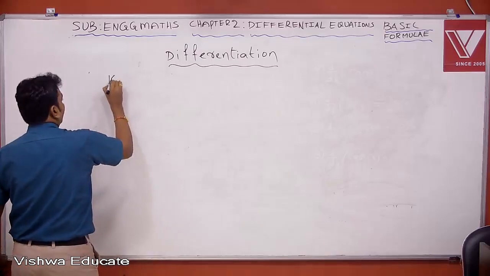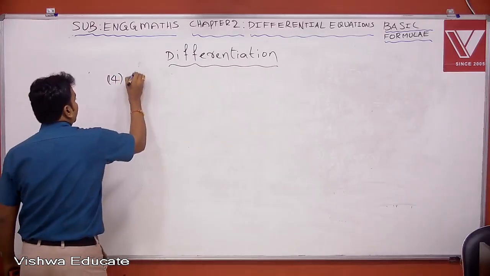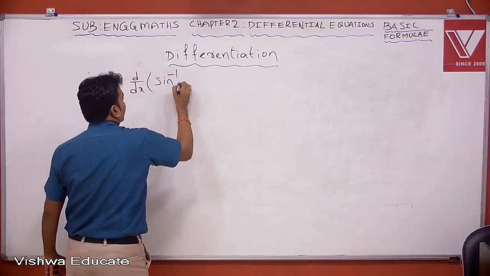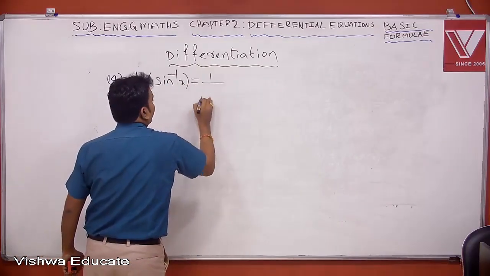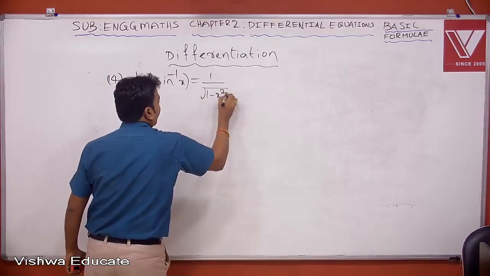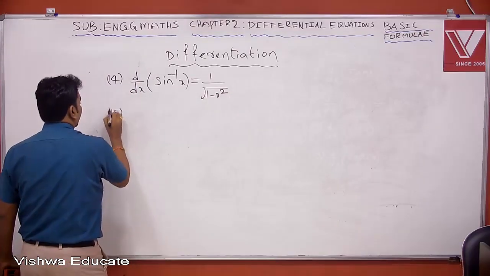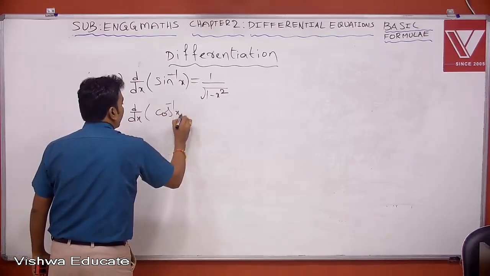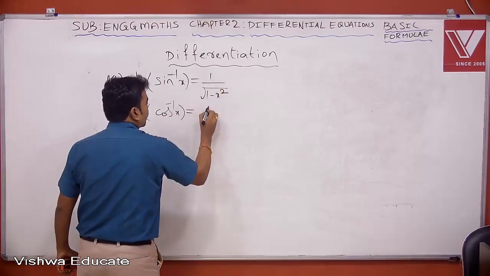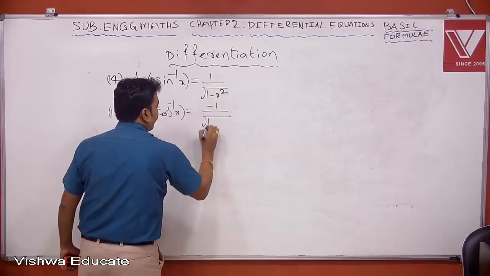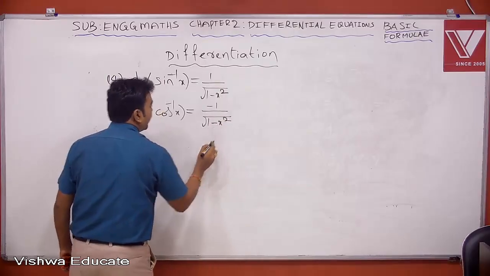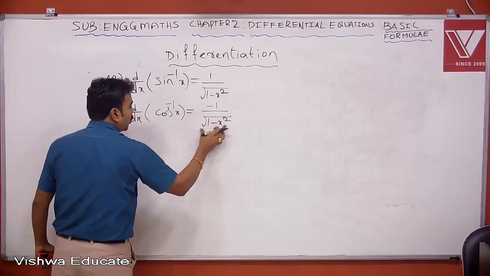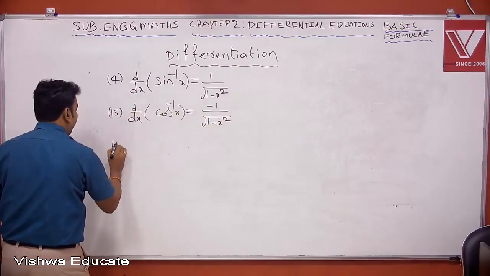Now let us write the derivatives of inverse trigonometric functions. d by dx of sin inverse x is 1 by square root of 1 minus x square. Next, d by dx of cos inverse x. So this is minus of this: minus 1 by square root of 1 minus x square. So this is plus 1 by root over 1 minus x square, and this is minus 1 by root over 1 minus x square.